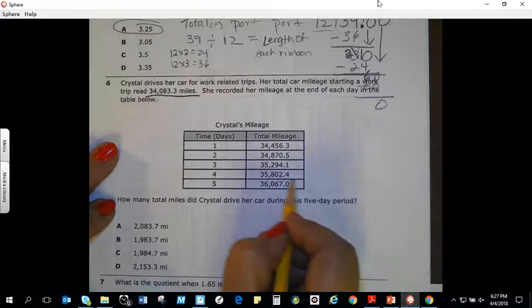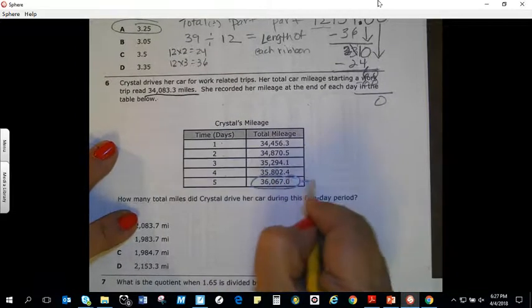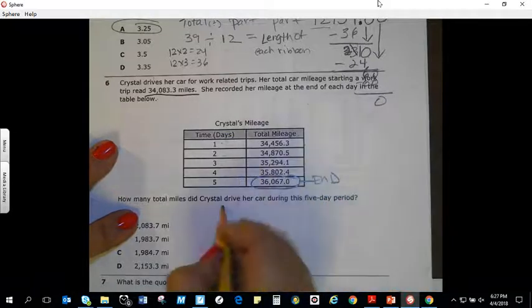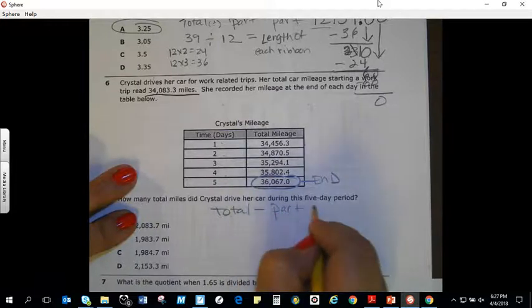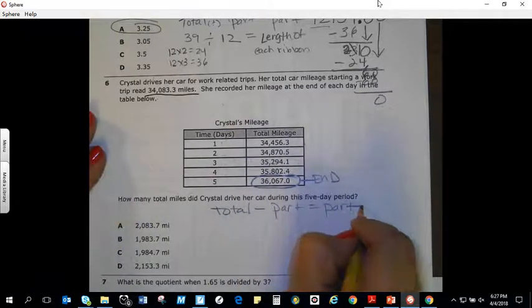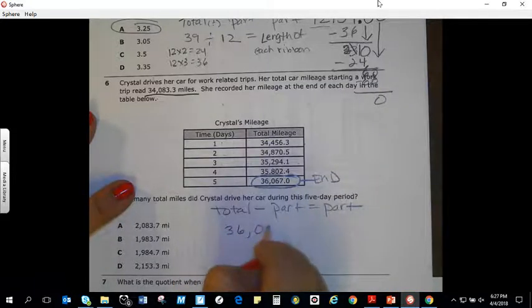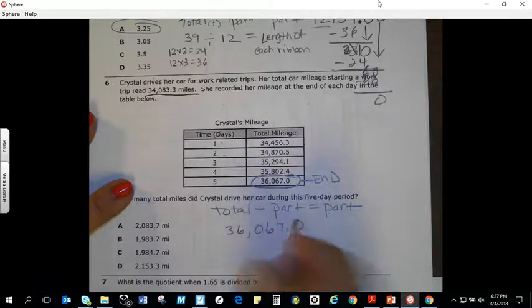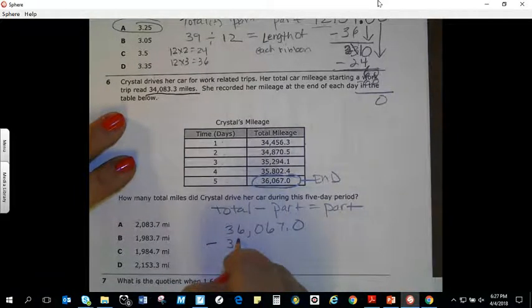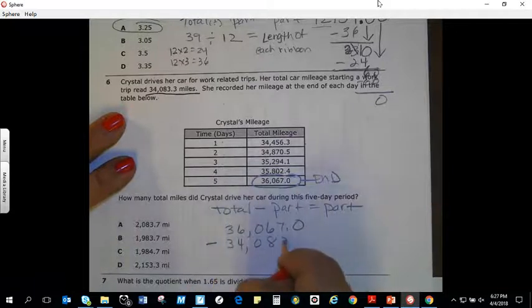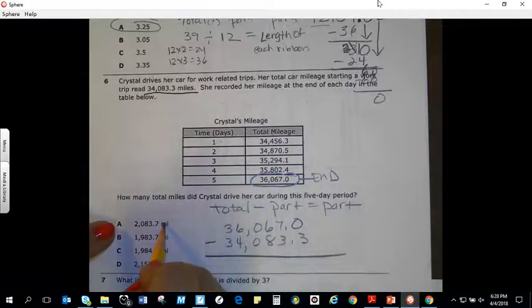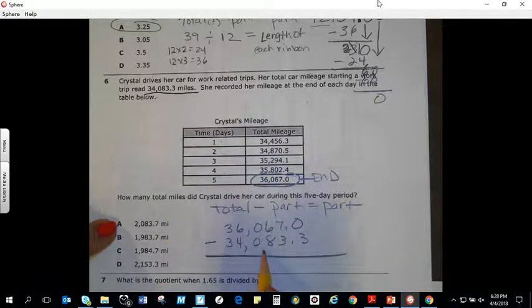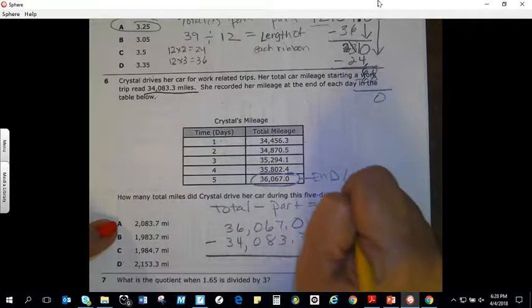Okay, so here's the total amount that she ended with. This is the end. So we have a total. We're not going to be dividing. We're going to subtract a part to give you the part, which is the miles traveled. And so I'm going to have 36,067.00. And I'm going to subtract 34,083.3. Again, you can take this one part and add it here, which will give you your total amount, which is this. So if that's easiest for you, I'm going to write this here for total.